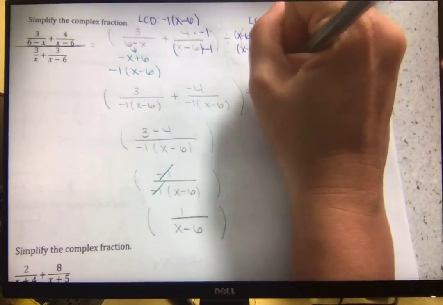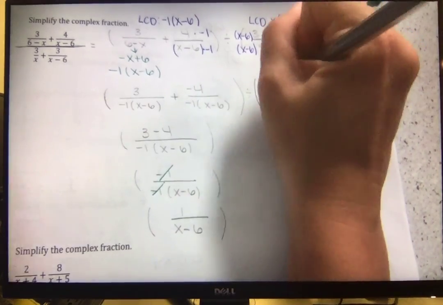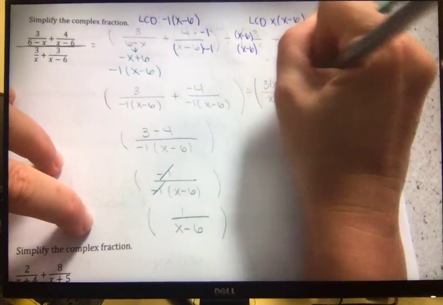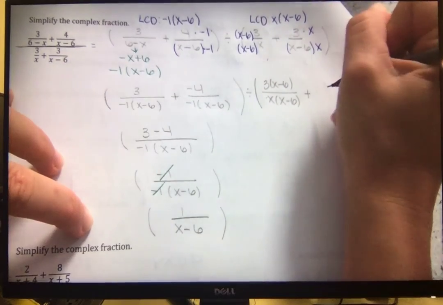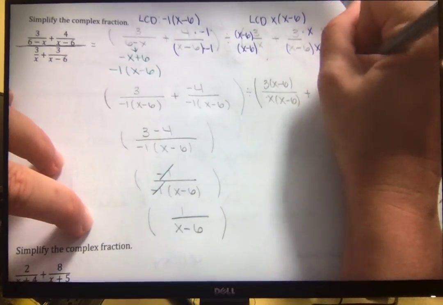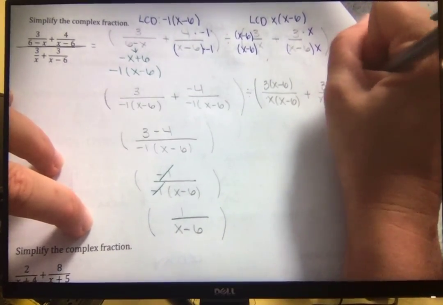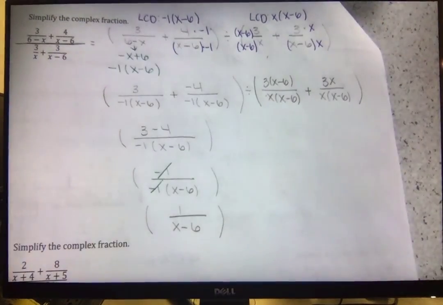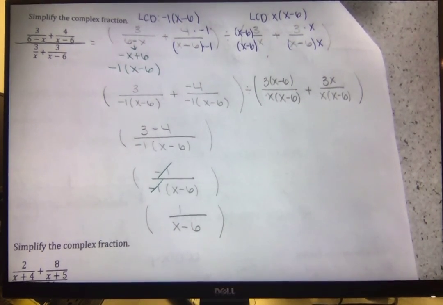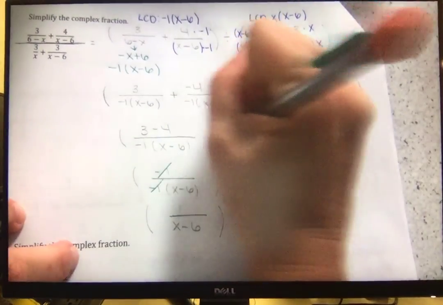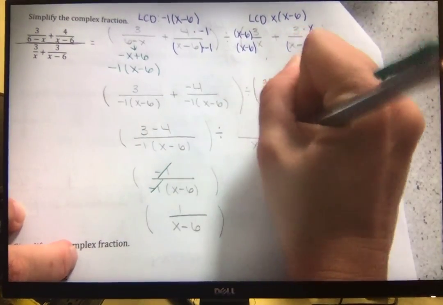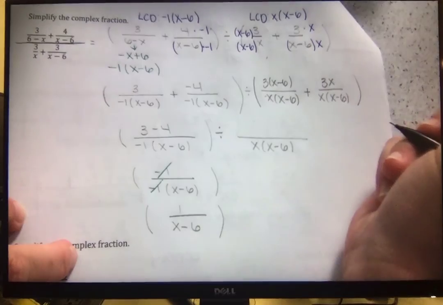So we have 3 times x minus 6 all over x times x minus 6, plus 3x all over x times x minus 6. Now these are like terms. They are both over x times x minus 6. So I can rewrite it as one big fraction all over x times x minus 6.